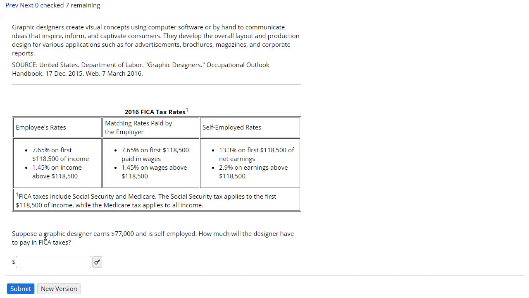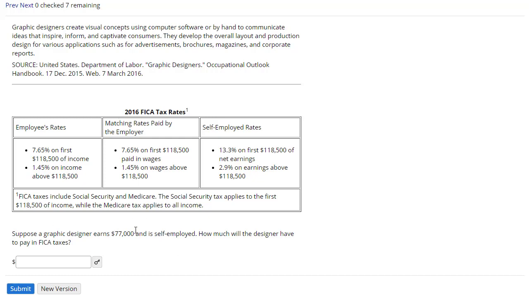So if we want to solve this problem, we suppose that a graphic designer earns $77,000 and is self-employed. How much will the designer have to pay in FICA taxes? Well, we go to the self-employed rates. The thing about being self-employed is with Social Security and Medicare, you have to pay both what you would pay and the employer match, because the employer matches the rates for Social Security and Medicare. If you're self-employed, you have to do that yourself, okay?